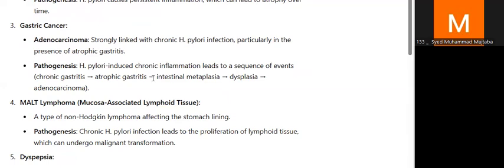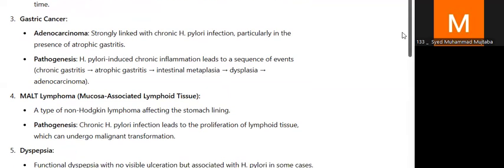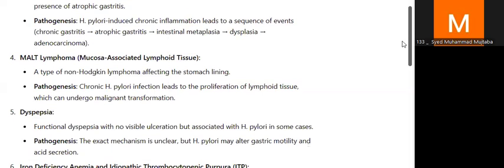Now, I've told you the pathogenesis involves metaplasia and dysplasia. Metaplasia means an abnormal change in the normal cells. For example, we know that normal intestinal cells are columnar ciliated. However, due to H. pylori, they will have more goblet cells, so they can have mucin formation.